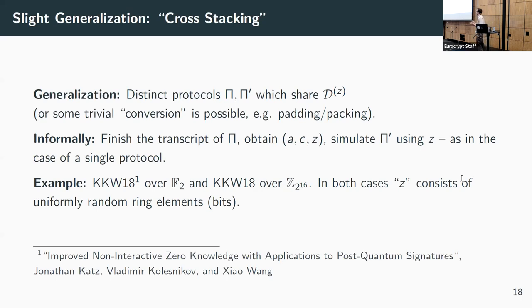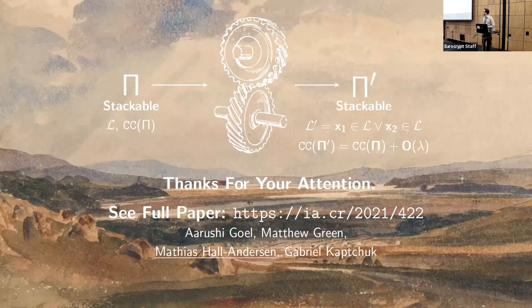So for instance, if you have an instance of KKW over Boolean circuits, and you have an instance of KKW over a larger ring, where the size of the ring is some power of two, then in both cases you can view the challenge as just a string of random bits, because of the uniform range of field elements, packed as uniform random bits. In this case, you can do a disjunction between two parallel executions of the protocol. Finally, I would encourage you to see the full paper, and I would like to thank you for your attention.